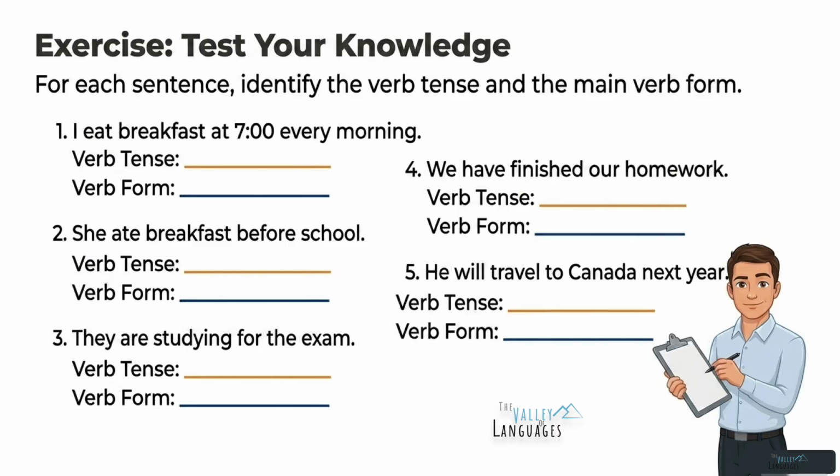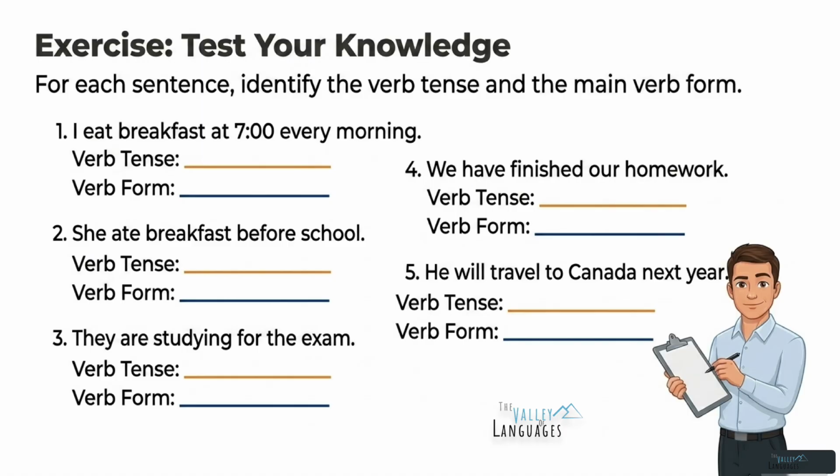Sentence 2, she ate breakfast before school. Sentence 3, they are studying for the exam. Sentence 4, we have finished our homework. Sentence 5. He will travel to Canada next year. Go ahead and literally hit pause on this explainer right now. Grab a piece of scratch paper, jot down your answers for the tense and the form for each sentence, and then just hit play when you're ready to see how you did.